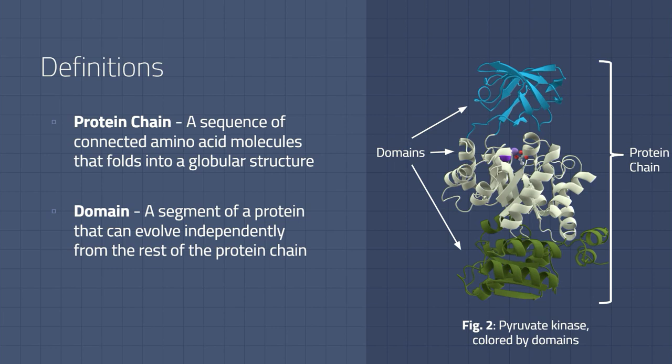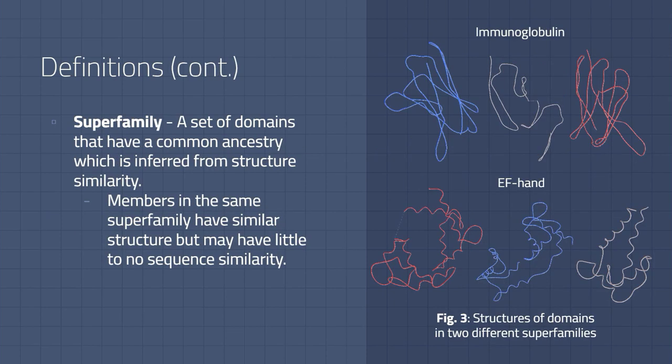Now, a protein chain can be further decomposed into domains, where a domain is a segment of the protein that can evolve independent of the rest of the protein chain and is also independently structurally sound. These domains can then be grouped together into sets called superfamilies, and these superfamilies are notable insofar as their members are similar to one another in global structure.